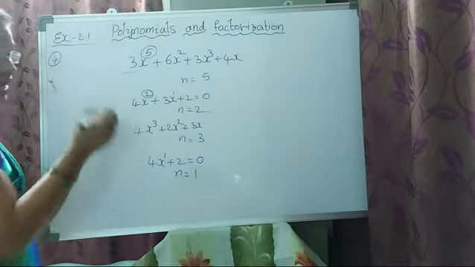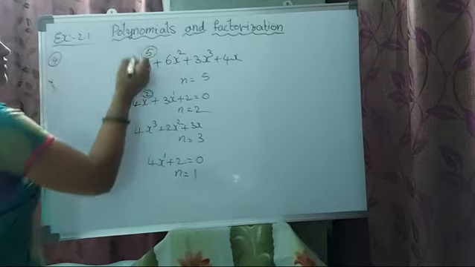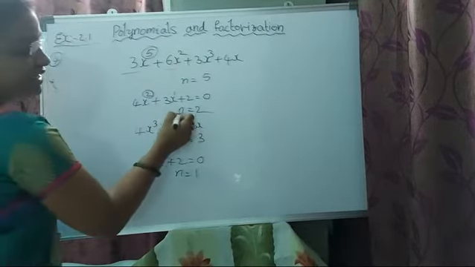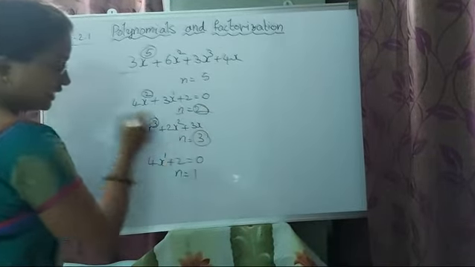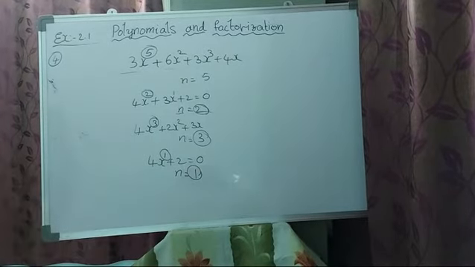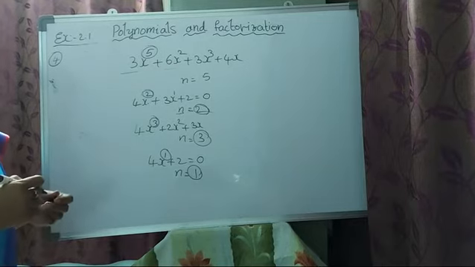That's why we have to write the highest power. Here the highest power is 5, so the degree is 5. Here the highest power is 2, so the degree is 2. Here the highest power is 3, so the degree is 3. Here the highest power is 1, so the degree is 1. In this way we have to find the degree of a particular polynomial.